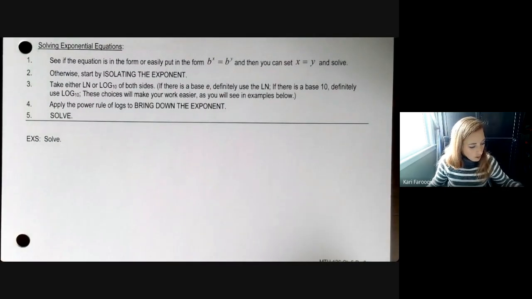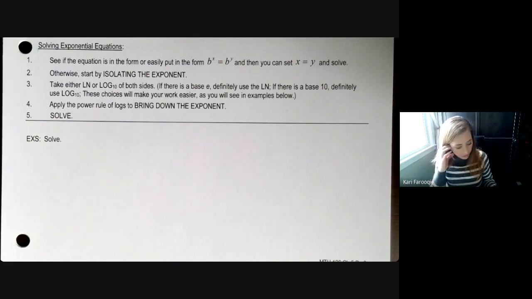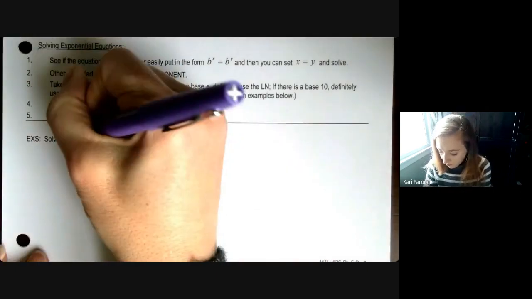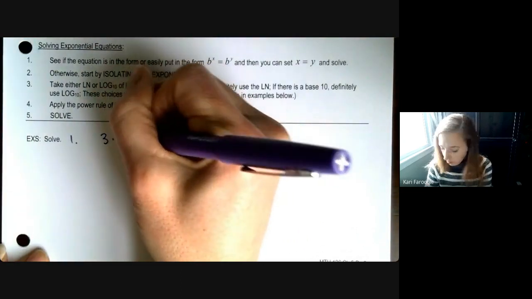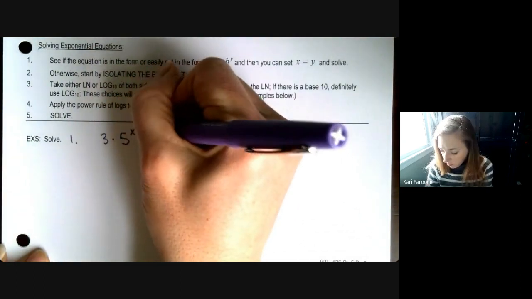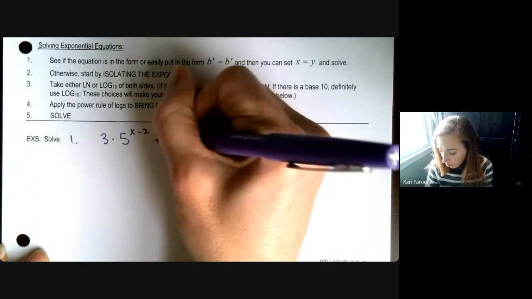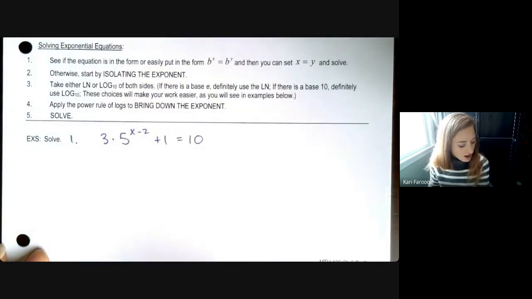All right, what we are going to do here is solve equations where logarithms will be necessary for us to solve. So let's go ahead and start solving some equations. The first one is 3 times 5 to the x minus 2, plus 1 equals 10.